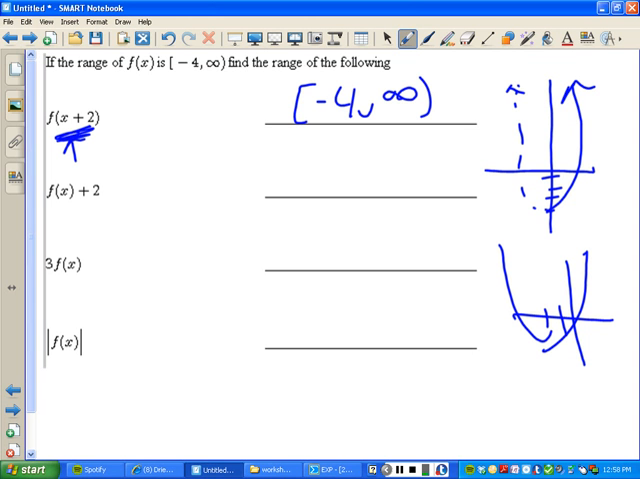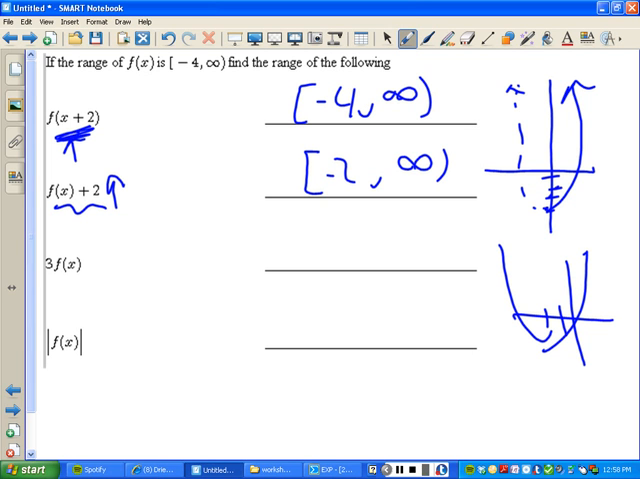Okay? Now, how about f of x plus 2? What's that going to do? Nate? Bracket -2 to infinity. That actually will affect things. Why? Because the plus 2 shifts the graph up 2 units. So, therefore, it goes from -4 to -3 to -2, and then it goes from there.